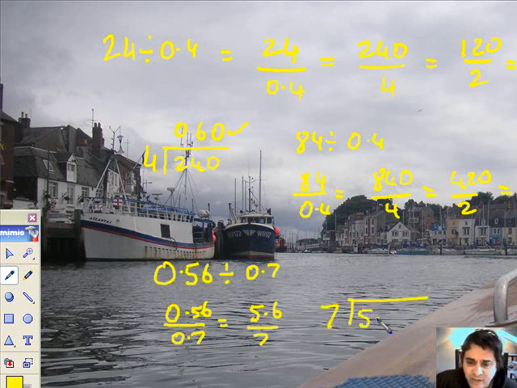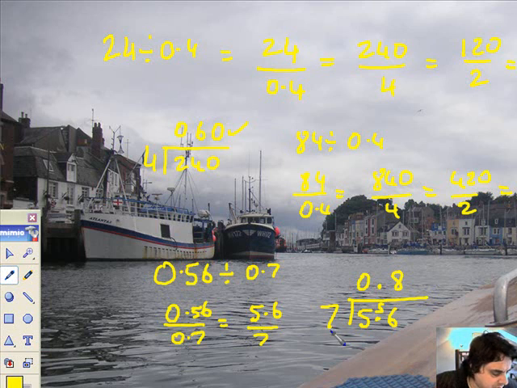7s into 5.6. Put the point down and carry on as normal. 7s into 5, no go. Carry the 5 over. 7s into 56. 7 7s are 49, plus 1 more 7 is 56. Exactly 8 times. 0.8. Alright, let's just do another one.